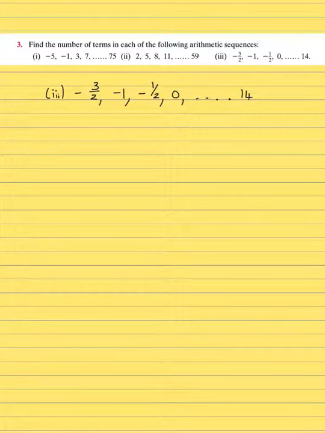In question 3, part 3, we're asked to find how many terms are in the sequence. In other words, if we start at minus 3 over 2 and we go up to 14, how many terms will it be till we get to 14? As always, we start with working out A and d. In this case, A is the first term, minus 3 over 2, and d is the difference between any two terms. It might be easiest to look at from minus a half to 0. That means you go up a half. So the difference is a half. And then we can easily work out the general term.